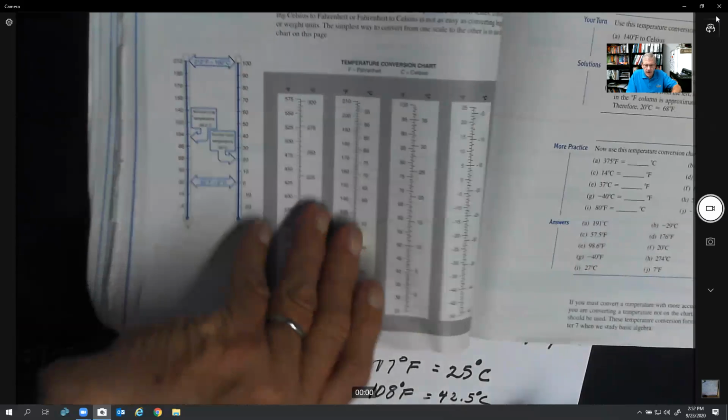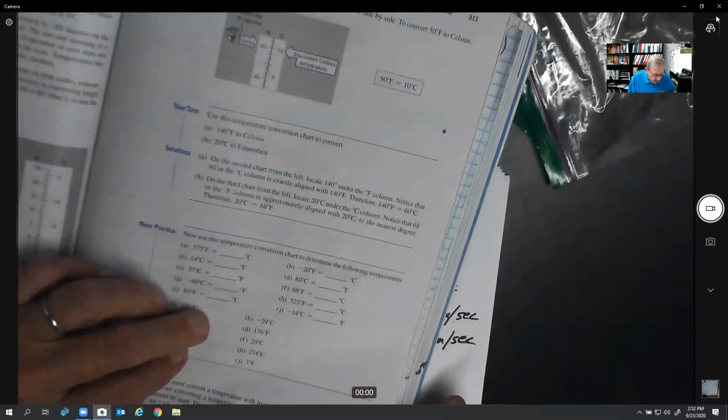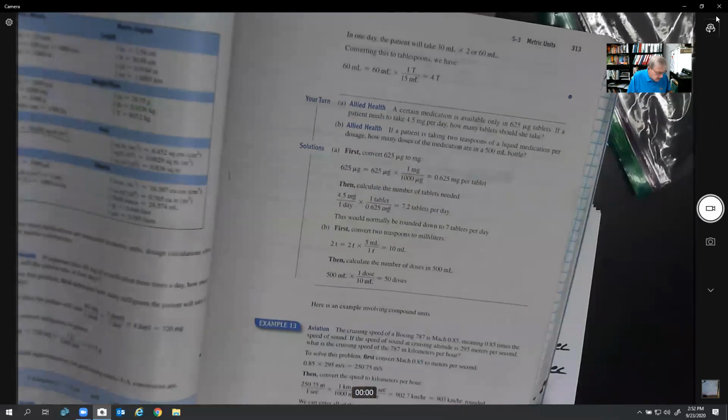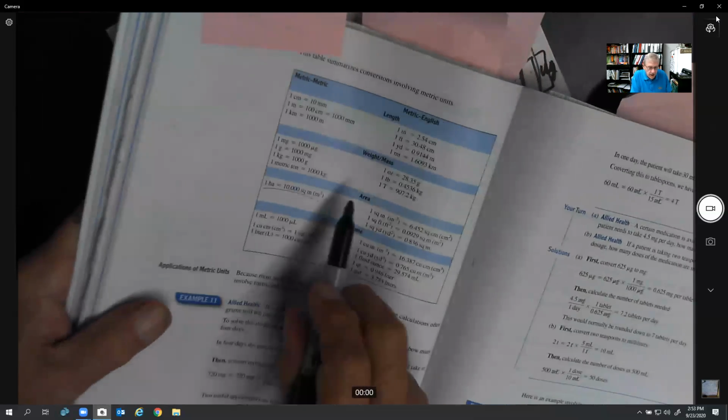Okay, so that's a way that you can convert. Try your exercises that you've been assigned again. On page 312 is a table that you can refer to.